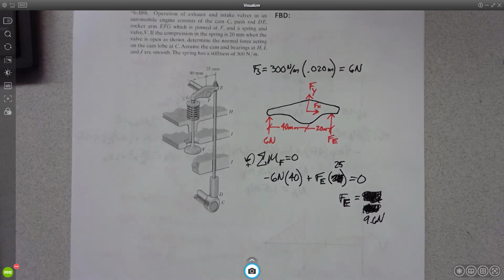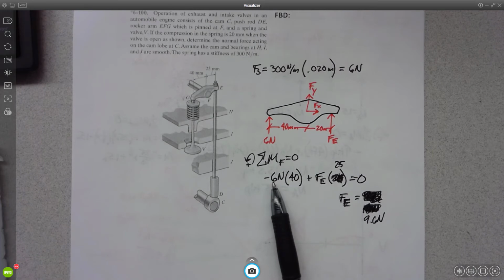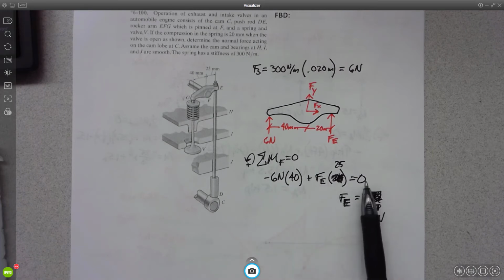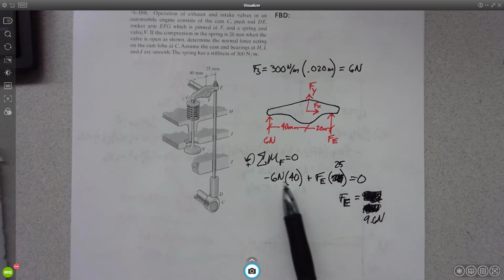Okay. No, I don't think so, because the question is, wouldn't it be negative? And the answer is no, because this is negative, so this one needs to be positive in order for us to equal 0, right? Or you could say, take this one to the other side, and you'll have to switch its sign. Okay.